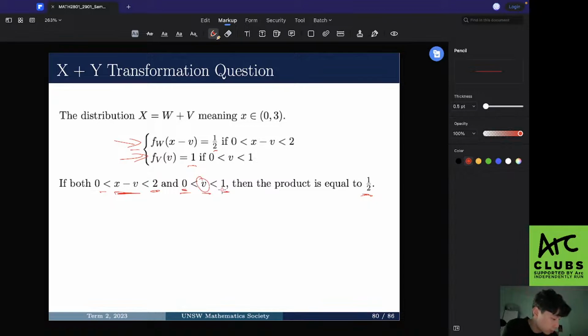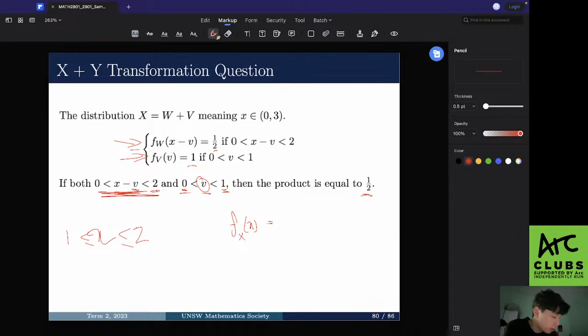So the first thing that I noticed is, clearly, v is between 0 and 1, and our output is some function of x. So my goal is to find out ranges of x where the value is equal to a half. The first thing we notice is that we want x minus v to be between 0 and 2. And we know that v is between 0 and 1, right? So this actually gives me a range. x has to be between 1 and 2.